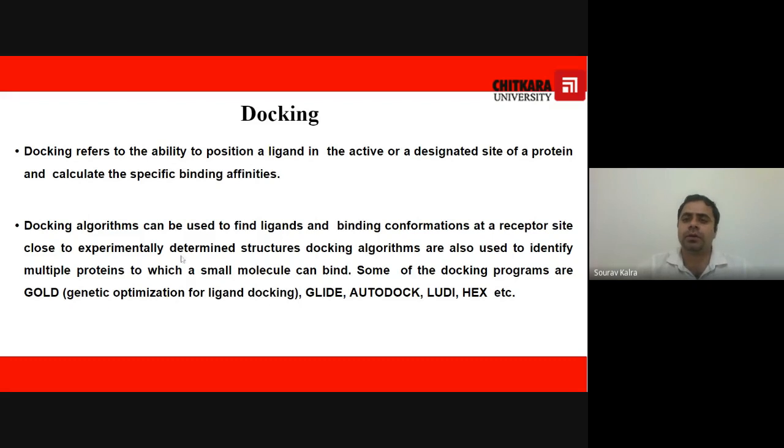There are some docking programs like Glide, Autodock and Gold. Autodock is freely available. Glide is with Schrodinger, and Gold is with the CCDC, the Cambridge software. Autodock is free software.